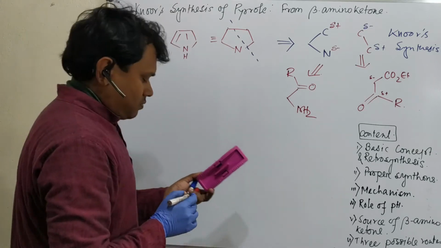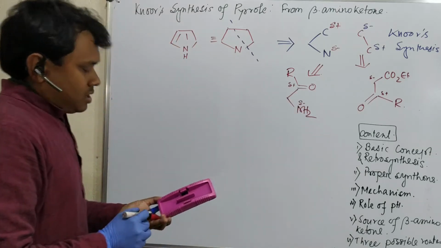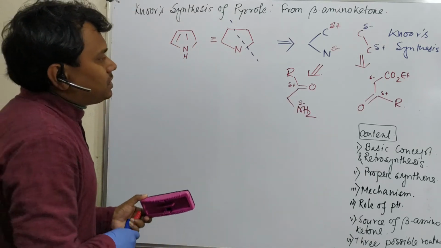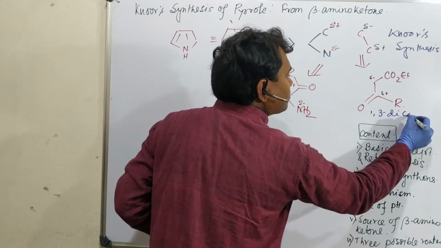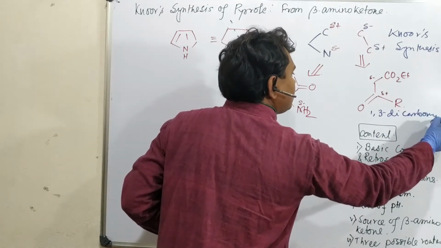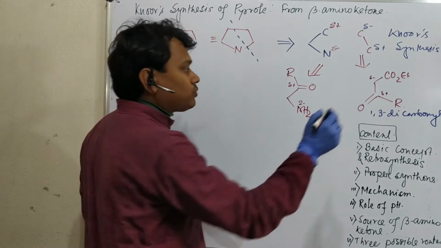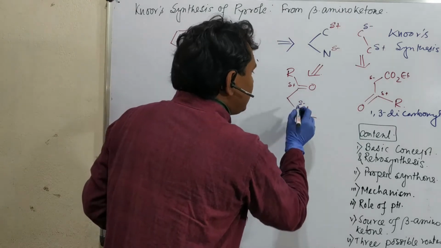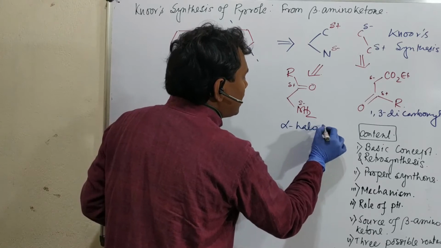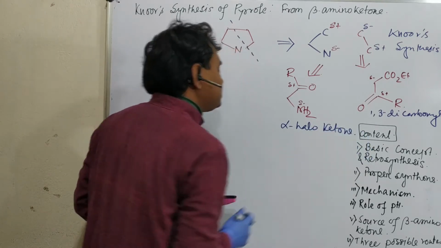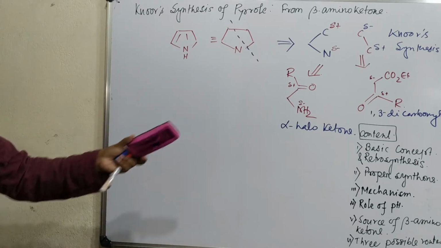Now question, if this nitrogen is delta minus and this is delta plus, then this material is an active methylene compound, a 1,3-dicarbonyl. By the way, I'll upload very soon about the preparation or synthetic strategy, the disconnection approach, for 1,3-dicarbonyl. It's a very useful thing. And this is an alpha haloketone. This is an alpha haloketone. So this is the basic concept regarding retrosynthesis and proper synthon.